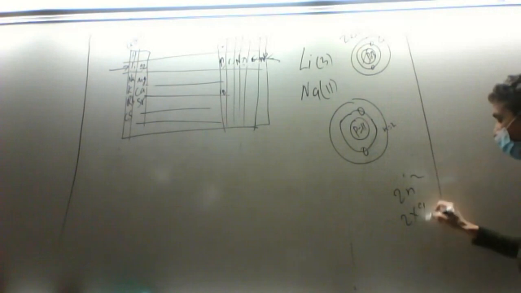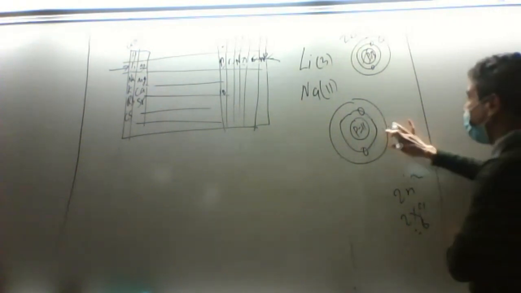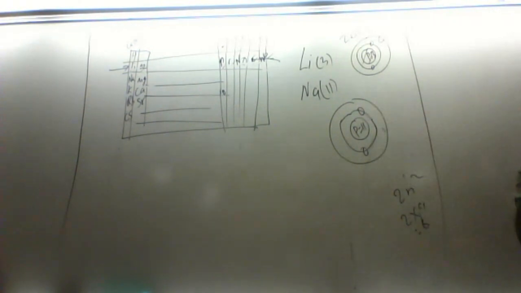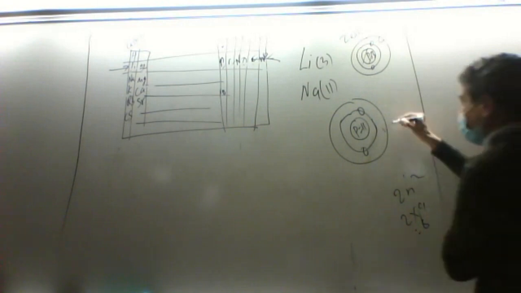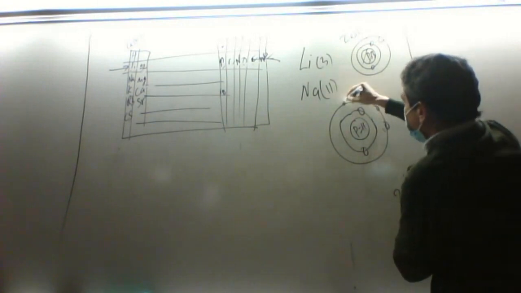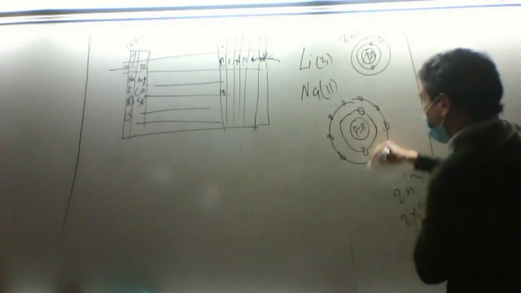So n square would be 4. 4 multiplied by 2 is 8. So in this one, I can put 8 electrons, right? In the second orbit, I can put 8 electrons. 1, 2, 3, 4, 5, 6, 7, 8.